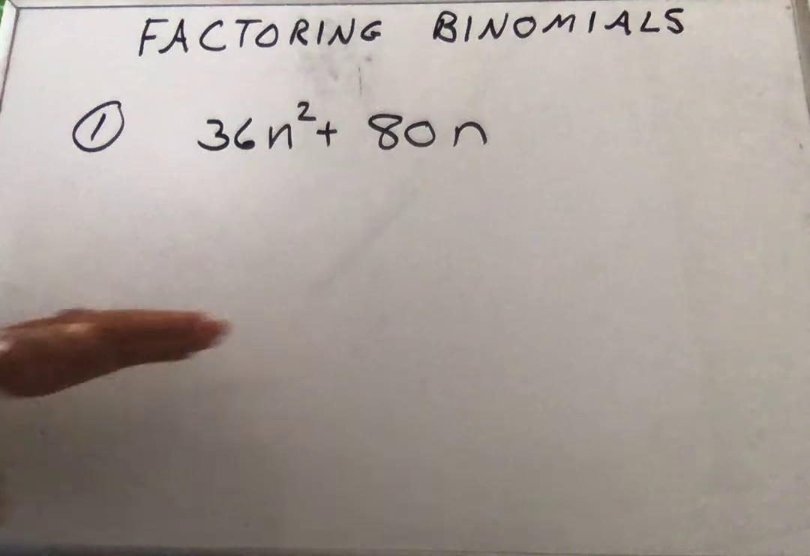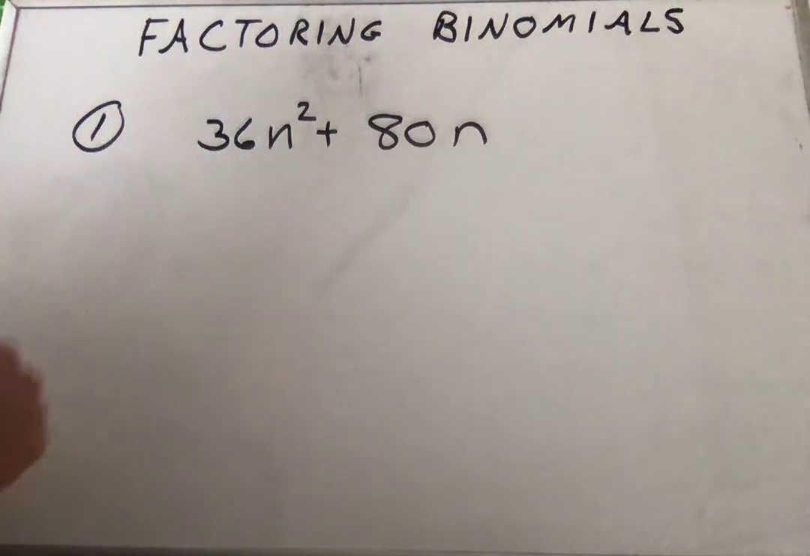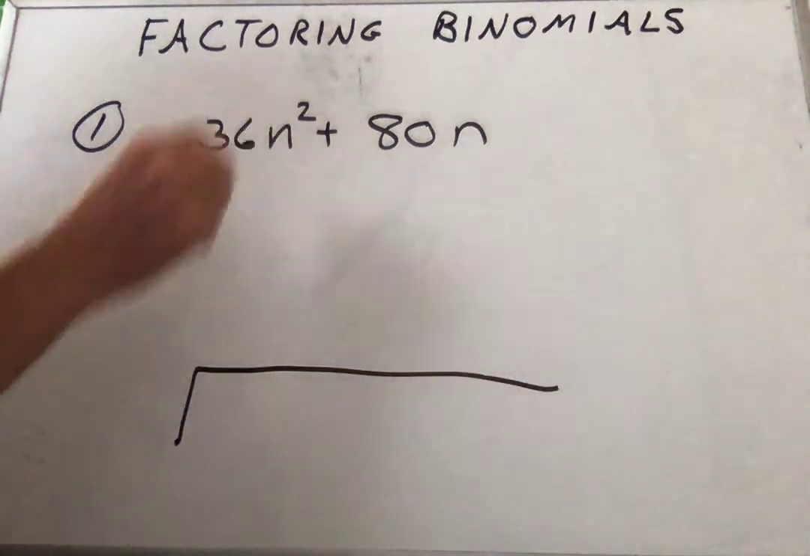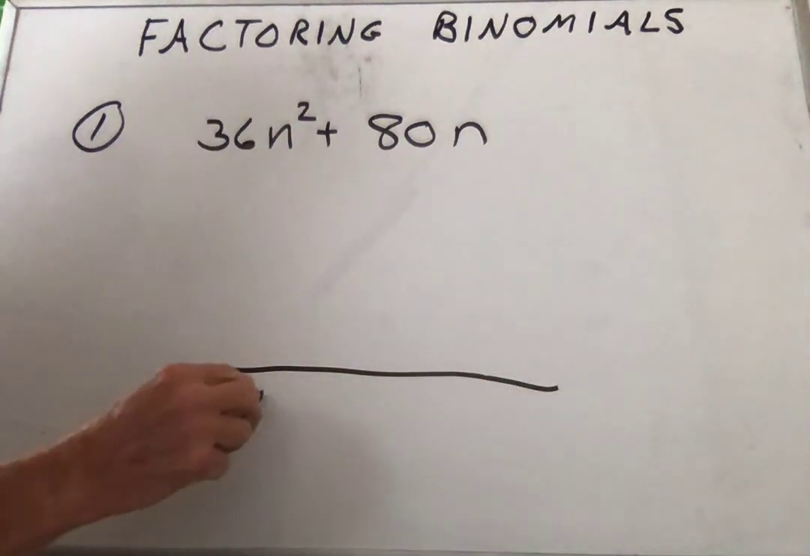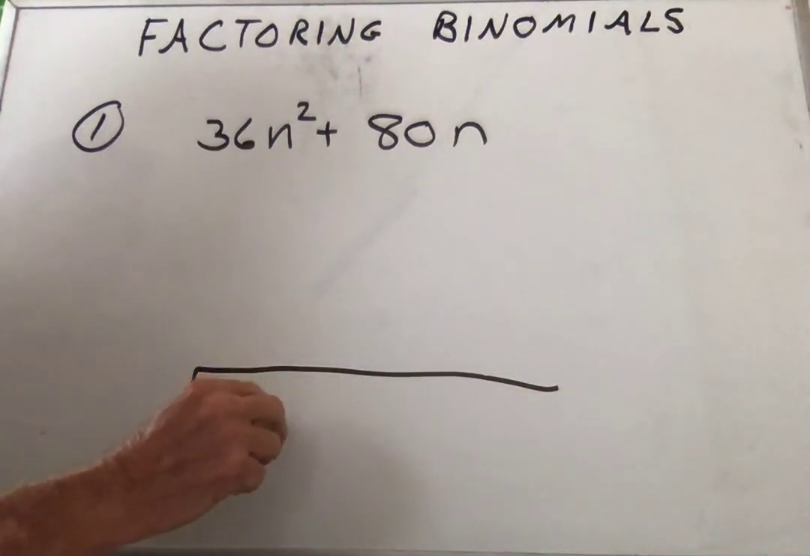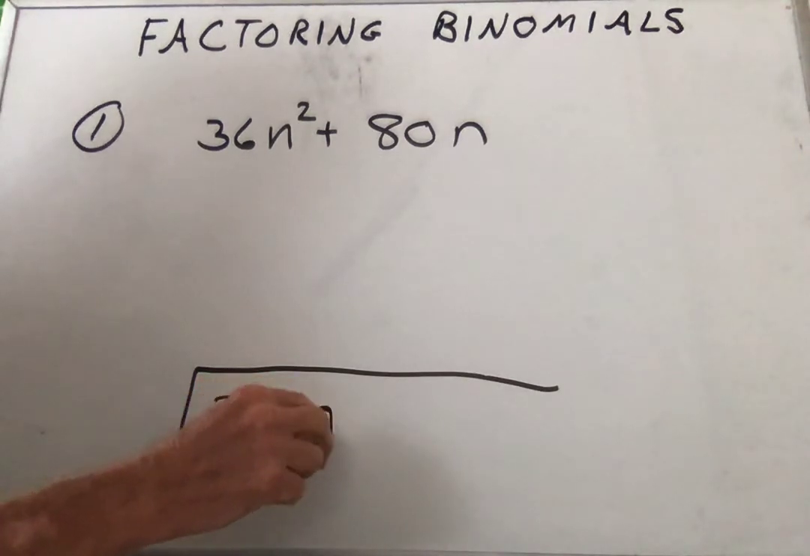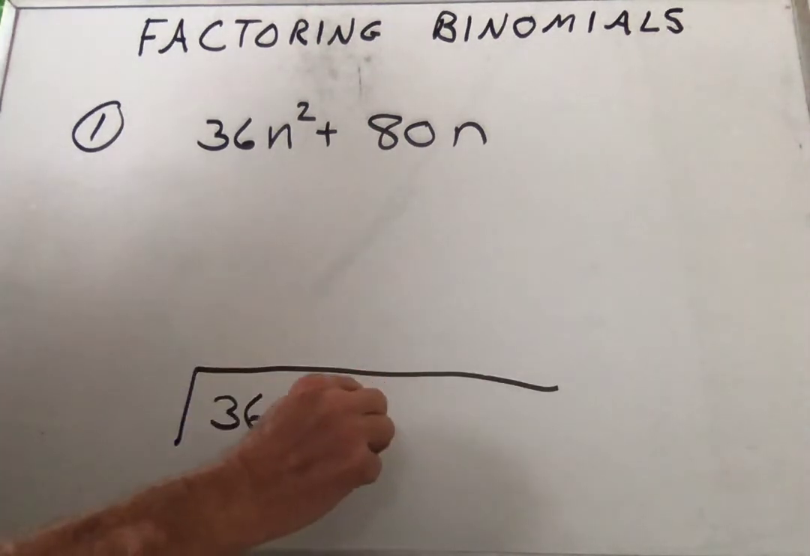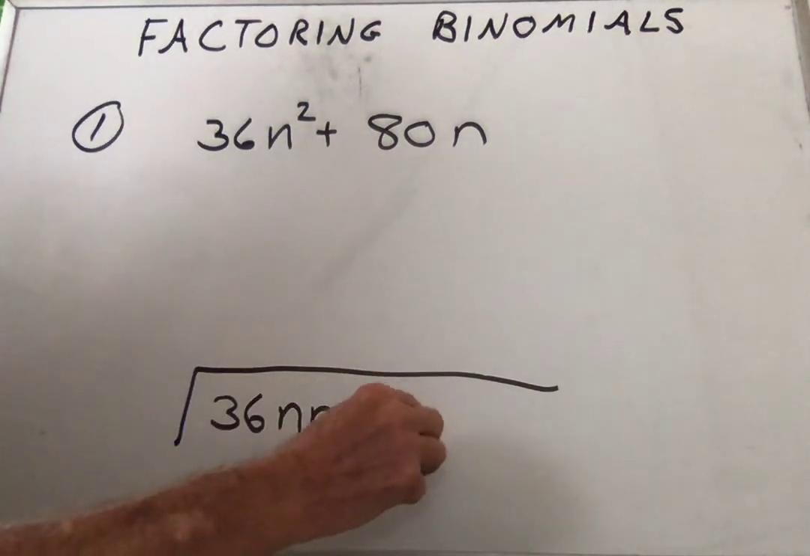What's going to happen is I'm going to come down here and make a big division house. I'm going to put that whole thing inside, but I'm going to make one adjustment. Instead of writing n squared, I'm going to put nn. Okay. And then 80n.